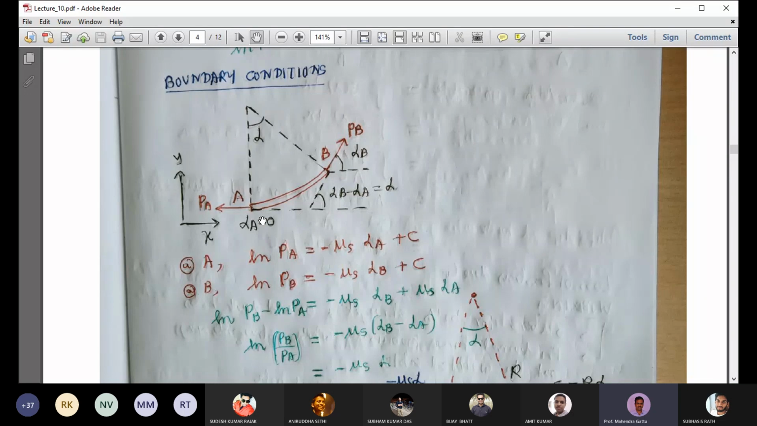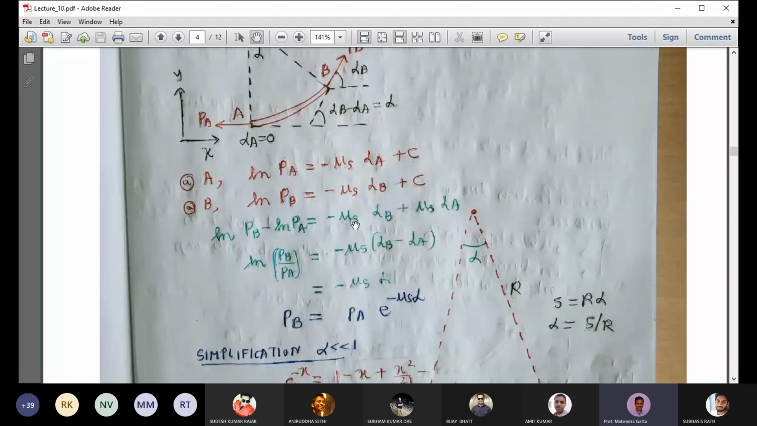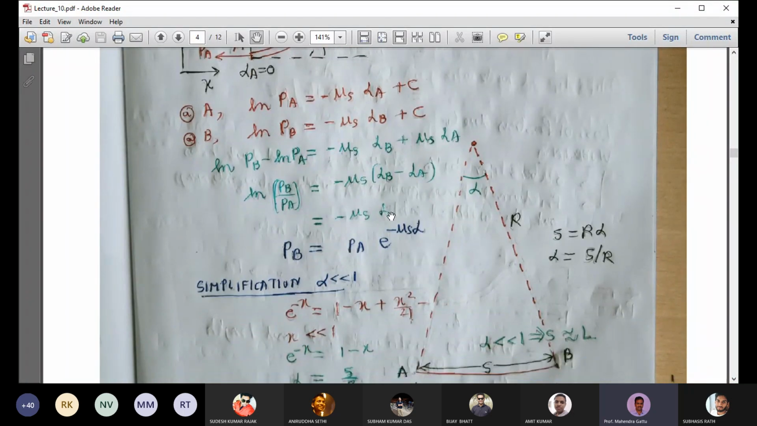So we can substitute: ln Pa is minus mu s alpha a plus constant, and ln Pb is equal to minus mu s alpha b plus constant, and then we subtract 2 from 1. Then we get ln Pb minus ln Pa is minus mu s alpha b plus mu s alpha a. We can rewrite this as the logarithm of Pb by Pa is minus mu s times alpha b minus alpha a, and that is alpha. So we get this relation: Pb is Pa times e to the power minus mu s alpha.